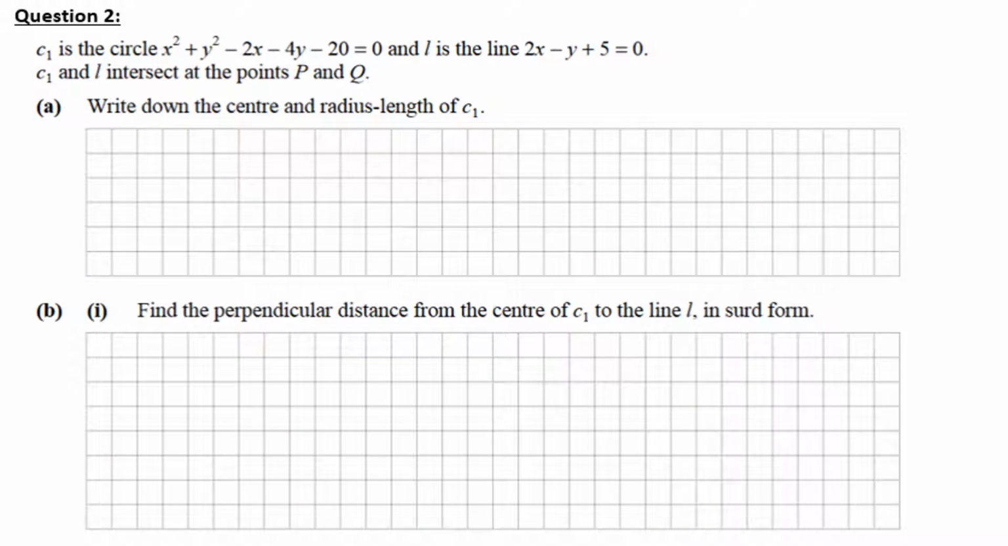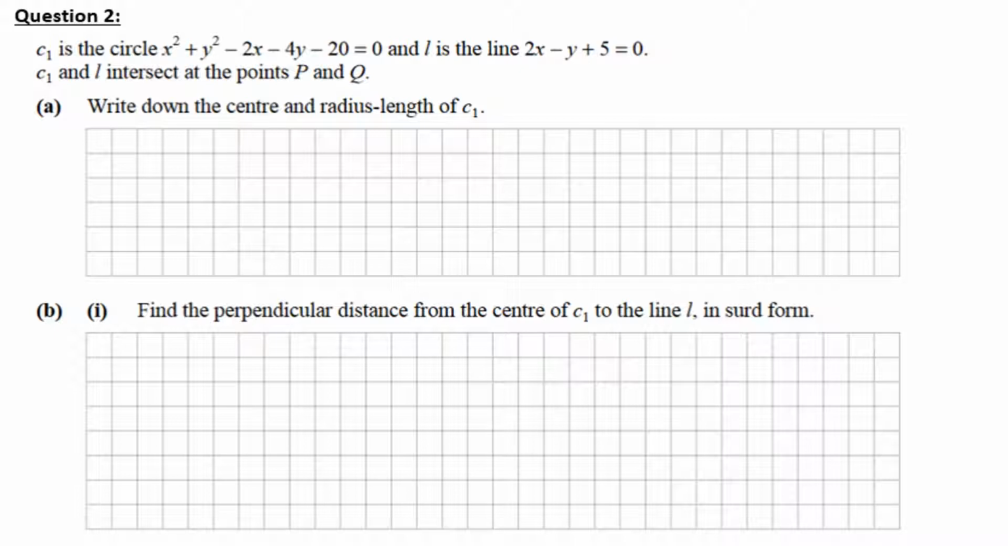So question 2, C1 is this circle here, and L is the line 2x minus y plus 5 equals 0. C1 and L intersect at the points P and Q. Write down the center and radius length of C1.